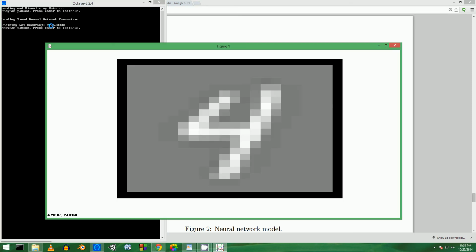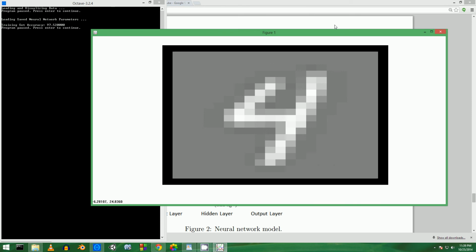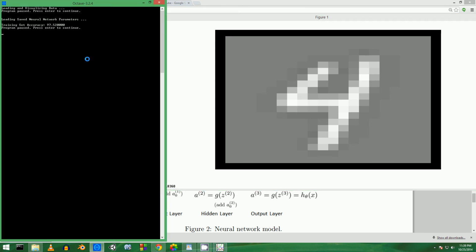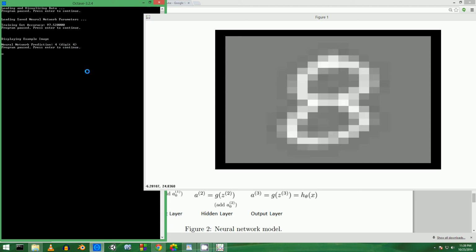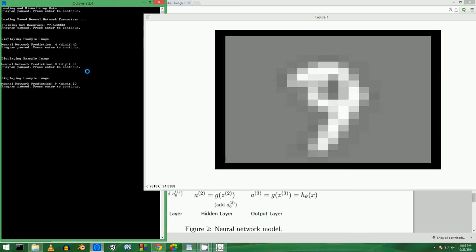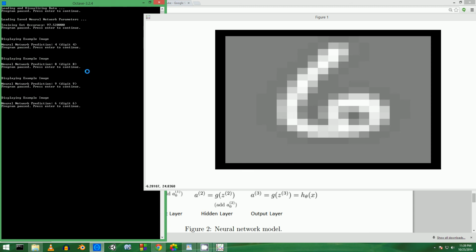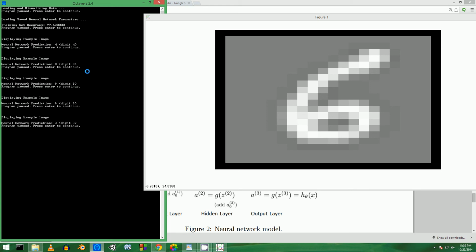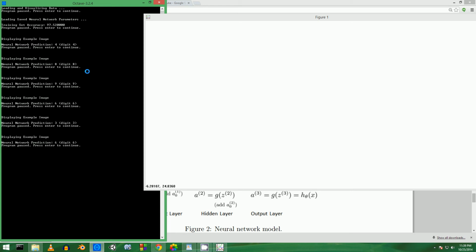Okay, so let's go. The first image that we will try to predict is 4, as you can see. Let's see if the computer can predict it's 4. Yeah, it predicts digit 4. Next, it's 8. See if it can predict. Yeah, it can predict. Next is 9. Okay, very good. 6, awesome. 3, yeah, and 6, yes.